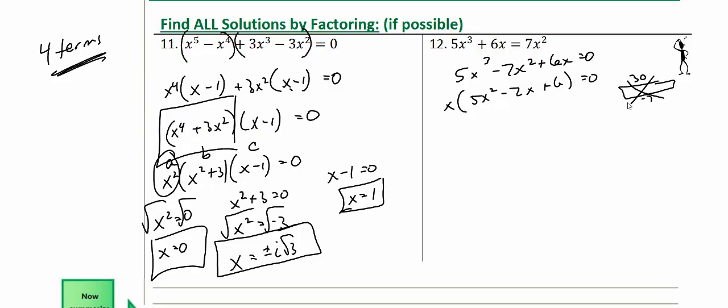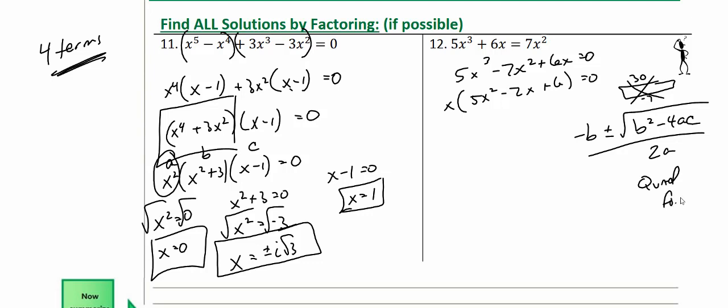Remember from Algebra 1 and Algebra 2, we had a formula. It was called negative b plus or minus the square root of b squared minus 4ac over 2 times a. Remember, this is a quadratic formula, so the quad form. Okay, so I'm going to plug these values in to the a's, b's, and the c's. So this is our a, that's our b, that's our c.